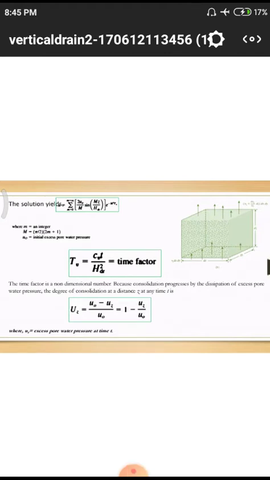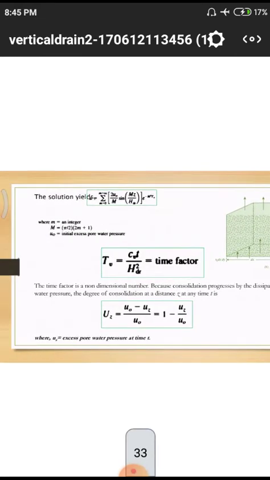For those three different conditions, we need these boundary conditions so that the solution is u equals the summation from 0 to infinity of 2u0/M sin(MZ/H) e^(−M²T). Likewise we have some diagrams, this structure, these definitions and these curves, where T equals cv t/H², that means the time factor, and U equals the degree of consolidation, (u0 − uz)/u0, so 1 minus uz/u0.